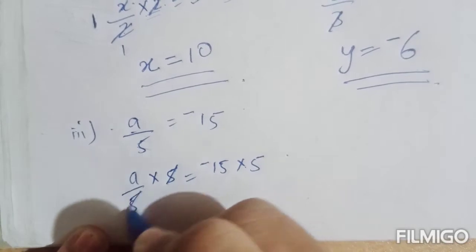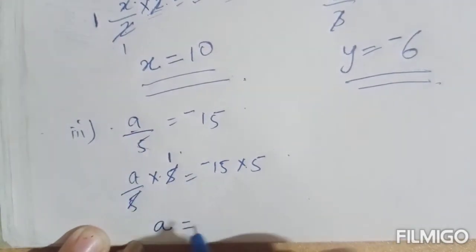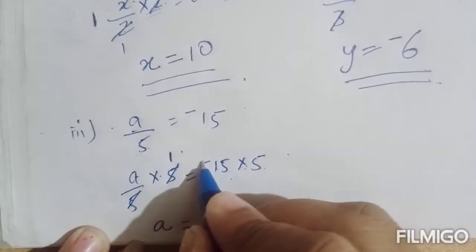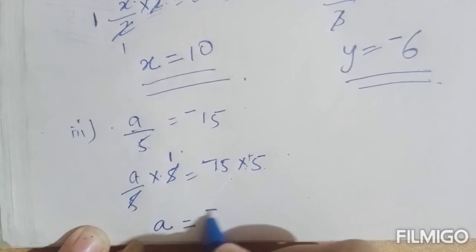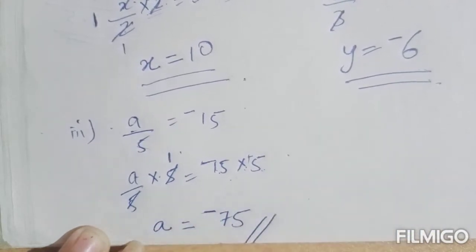Now 5 by 5, it is 1. A into 1. A equal to minus 15 into 5. Negative into positive, it is negative. 15 into 5, 75. So minus 75 will be the answer.